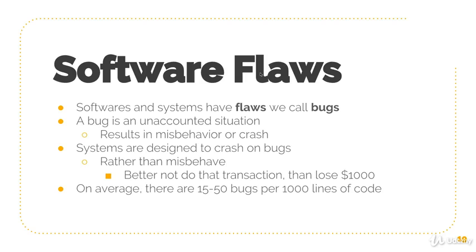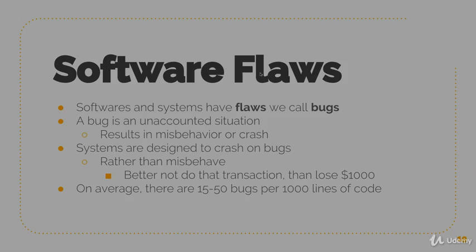For example, a banking software. If instead of crashing, it transferred some money to someone else, we would never want it to do that. We would prefer if it crashed and the user told us that the system is not working and we fix it. So that's why systems are designed in a way that they crash on bugs more frequently than misbehave. On average, there are about 15 to 50 bugs per 1,000 lines of code in each programming language.